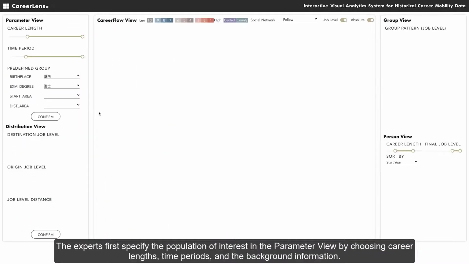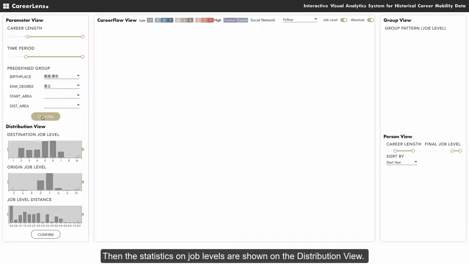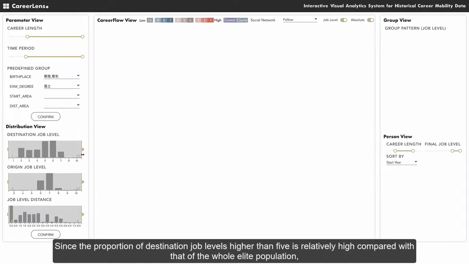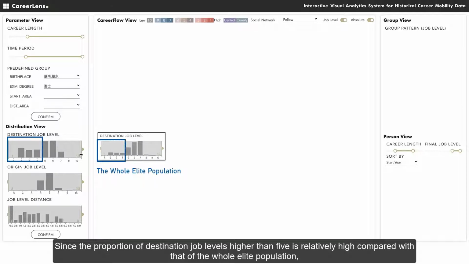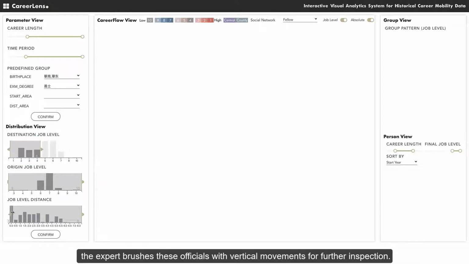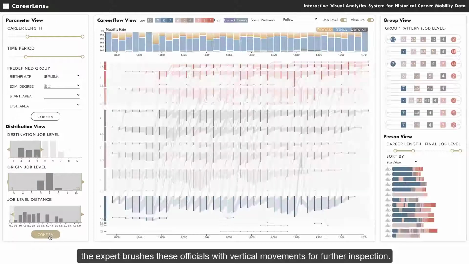The experts first specify the population of interest in the parameter view by choosing career length, time period, and the background information. Then the statistics on job levels are shown on the distribution view. Since the proportion of destination job levels higher than 5 is relatively high compared with that of the whole elite population, the experts brush these officials with vertical movements for further inspection.